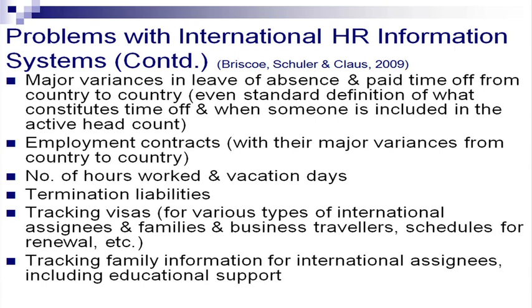Tracking visas for various types of international assignees and families and business travelers, schedules for renewal, etc. Somebody goes abroad on a foreign assignment and is somehow laid off or put on the back bench, and in the meantime the visa expires, but then the employee manages to convince you that she or he can be rehired. So there could be a lapse between that time. On what condition would you renew the visa?